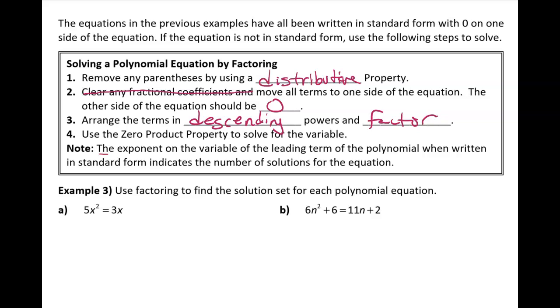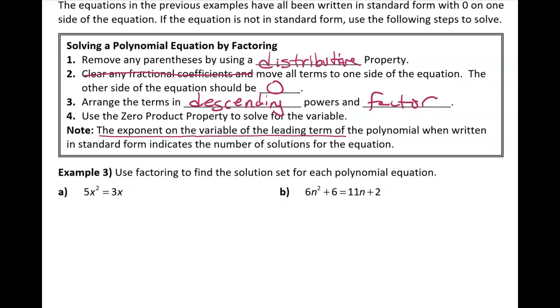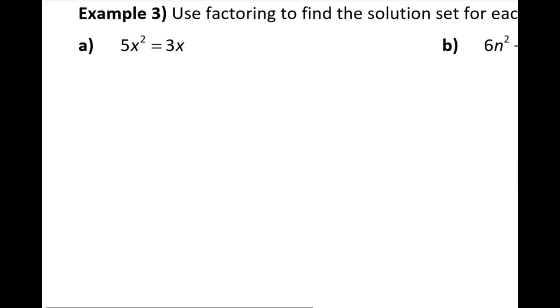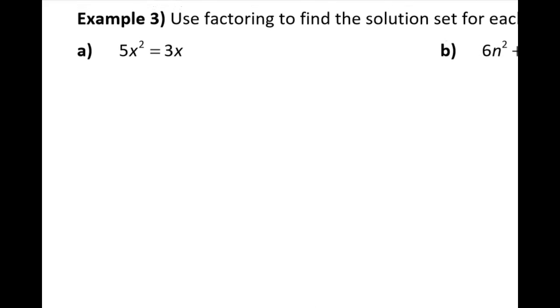A quick note, the exponent on the variable of the leading term of the polynomial when written in standard form indicates the number of solutions. So if you see the highest exponent on the variable is 2, that means we're going to have 2 solutions. All right, let's check out number 3. I want to show you a common mistake that students make on this one. This seems easier than it is.